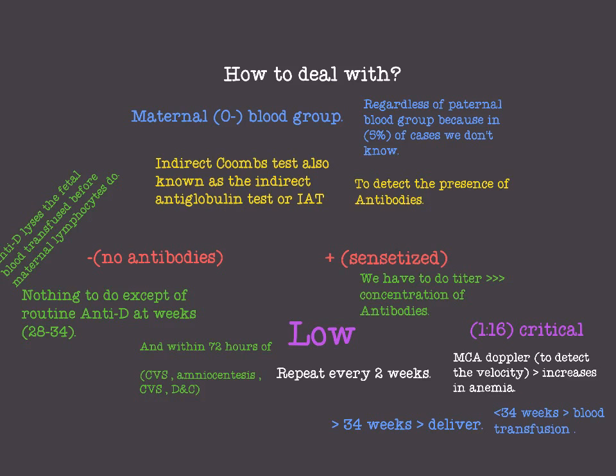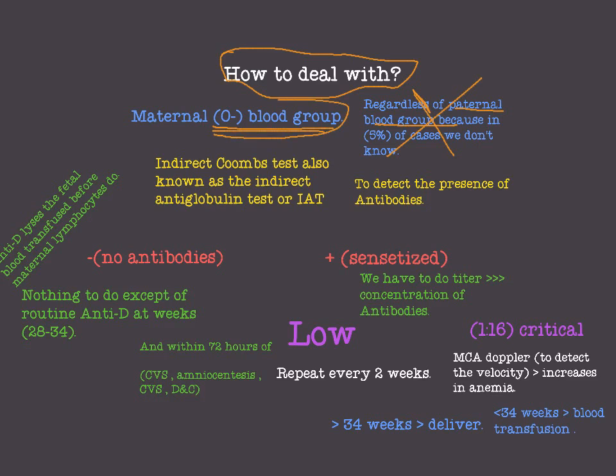Now let's move to how to deal with these cases. How to deal with a case of isoimmunization. Let's assume that we have an O negative maternal blood group, regardless of the paternal blood group, because even if we have an O negative paternal blood group, we can't be sure that it is O negative, and in some places in the world we can't be sure that he is the real father of this baby. So we don't depend on the paternal blood group. We just look at the maternal blood group.